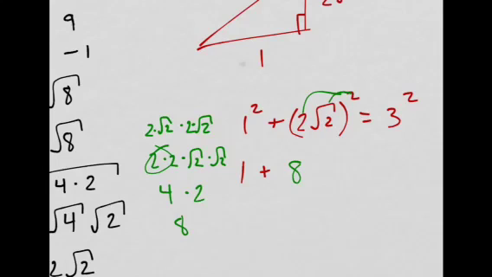Or you could kind of think of it as distribution. If you distribute the exponent, that cancels out. This becomes a 4. It'll be 4 times 2. That would give you the 8. And if we finish it off, this would be 9. 1 plus 8 is 9, so 9 equals 9. Sweet.